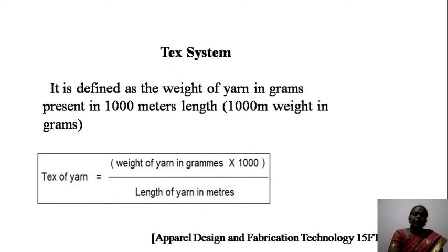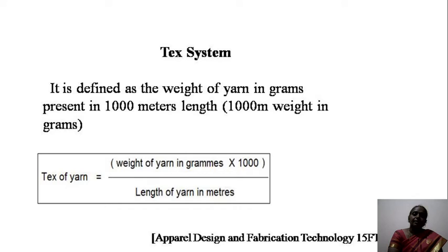In the direct system there are two systems, the tex system and the linear system. You already know that. What is the tex system? Tex system is defined as the weight of yarn in grams present in 1000 meters length, that is, 1000 meters weight in grams. So weight per unit length.